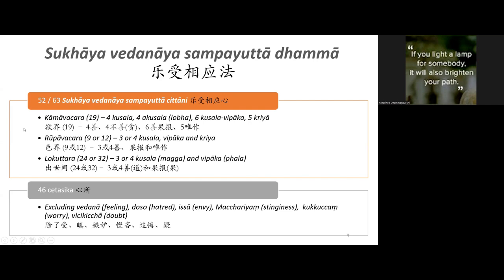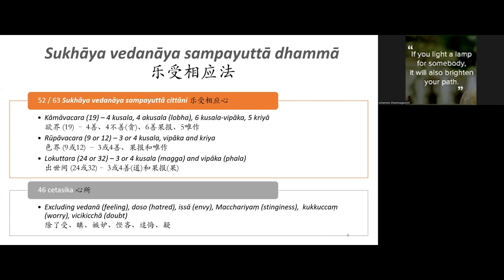So out of the 63, 19 are kamavachara. We get the 4 mahakusala, 4 akusala, they are the lobha chitta which are somanassa sahagata, 6 kusala vipaka. Now, how did we get the 6 kusala vipaka? We got 4 from the mahakusala which are somanassa sahagata, and we got the sukha vedana body consciousness, and also the somanassa sahagata santirana. So 4 plus 2, we get 6, and we got 5 kriya. Those are the 4 mahakriya and the hasituppada.